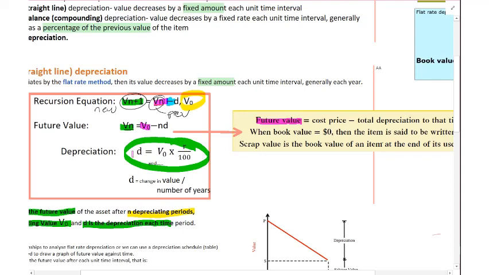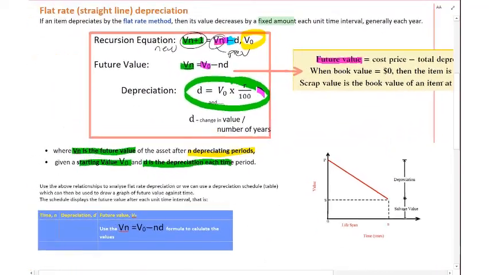So it says D multiplied by how many years? If it's 1 year, it'd be 1 times D. If it's 2 years, 2 times D. 3 times D, etc. So you have your depreciation each time period, which is always going to be the same number, and you use this formula to work it out.